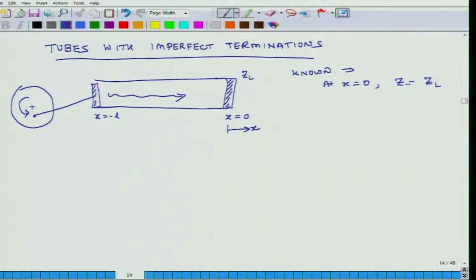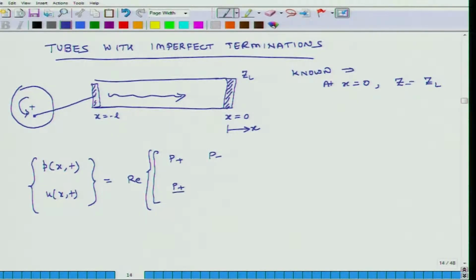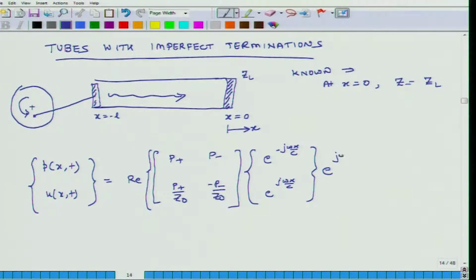So what we do is, again, we start with our transmission line equations. And this is equal to real of P plus, P minus, P plus over Z naught minus P minus over Z naught, e to the minus j omega x over c, e to the j omega x over c, e to the j omega t. So once again, these are the general TL equations, transmission line equations.